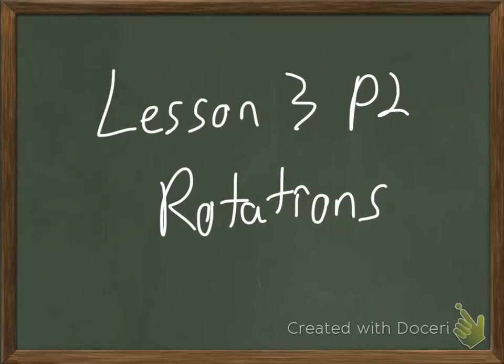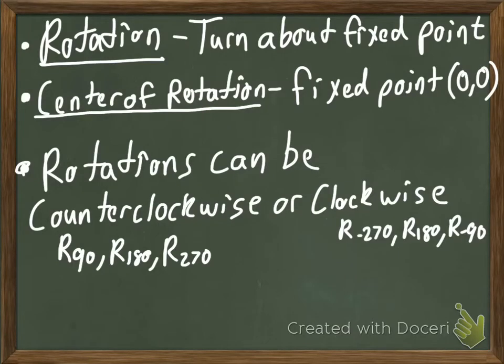Okay, welcome to Lesson 3, Part 2 of Unit 7, Rotations. So here we're going to formalize the rotations you looked at in the Part 1 video. To define a rotation, it's a turn about a fixed point. And the center of rotation is what that fixed point is called. And the point that we're always going to use is 0, 0, the origin of graphs.